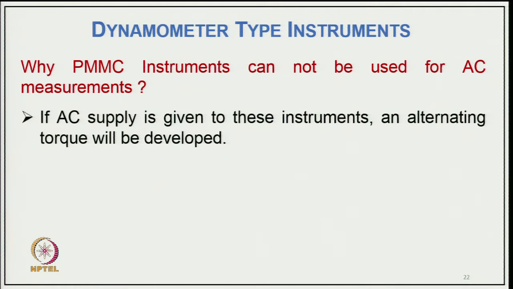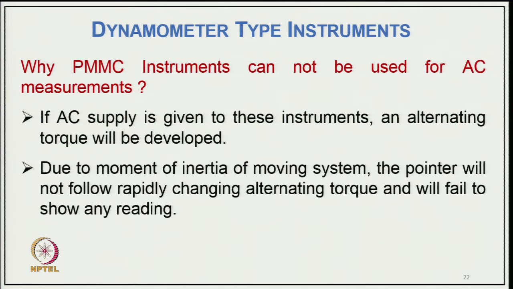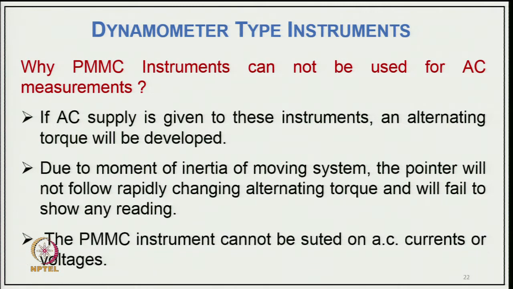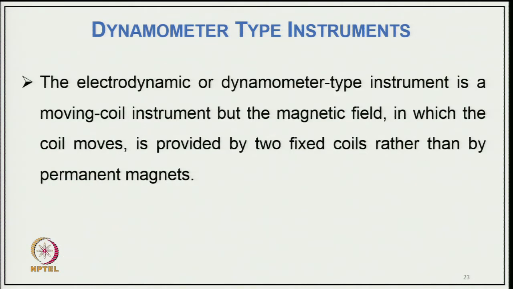So, if you put an alternating current into it, it will give an alternating or pulsating torque. Due to the moment of inertia of the moving system, the pointer will not follow the rapidly changing alternating torque and will fail to show anything. And the permanent magnet moving coil instruments cannot be suited for AC current and voltage.